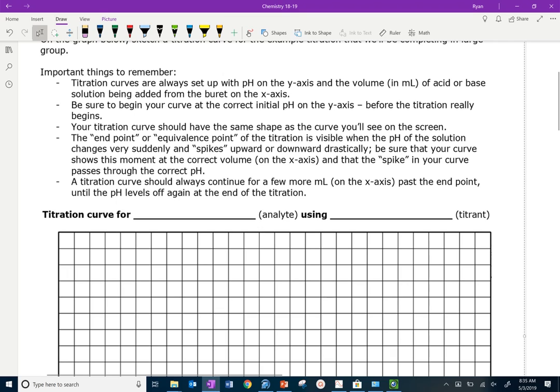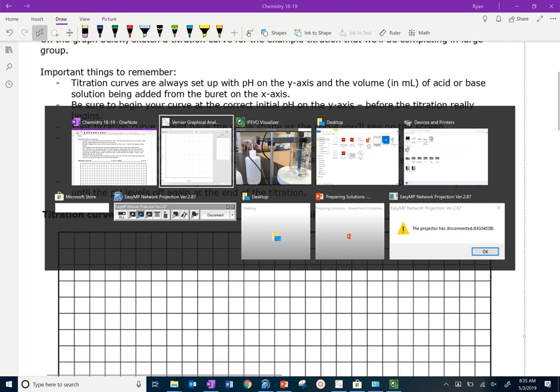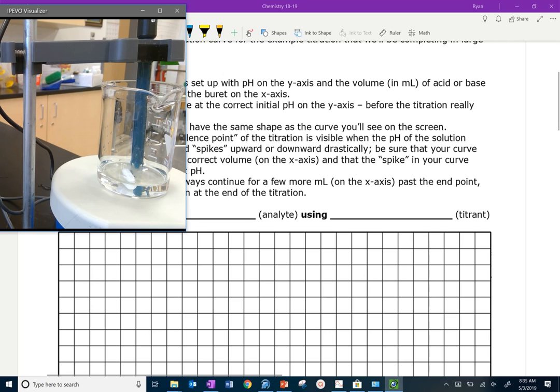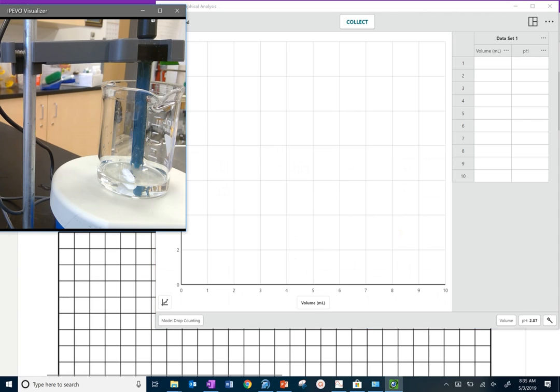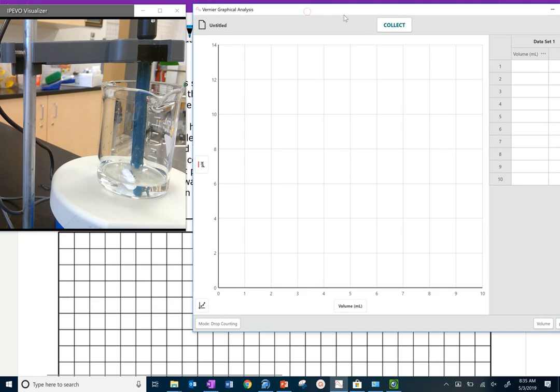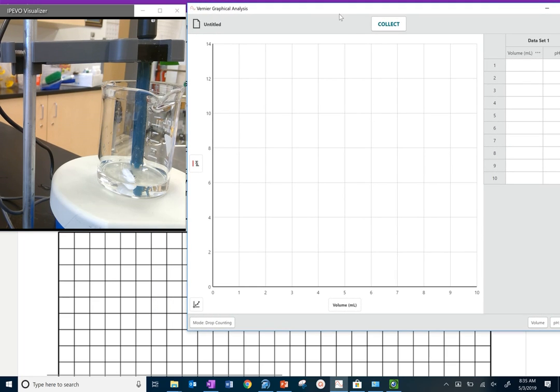It makes our lives a lot simpler when we do it with a computer and some pH probes like you're about to see. What I've got here set up is a small titration space, and I've got it hooked up to my graphical analysis software. So we're going to collect data from the beaker that you see here. In this beaker is a solution of vinegar. This is a vinegar solution like you've titrated this year in lab already.